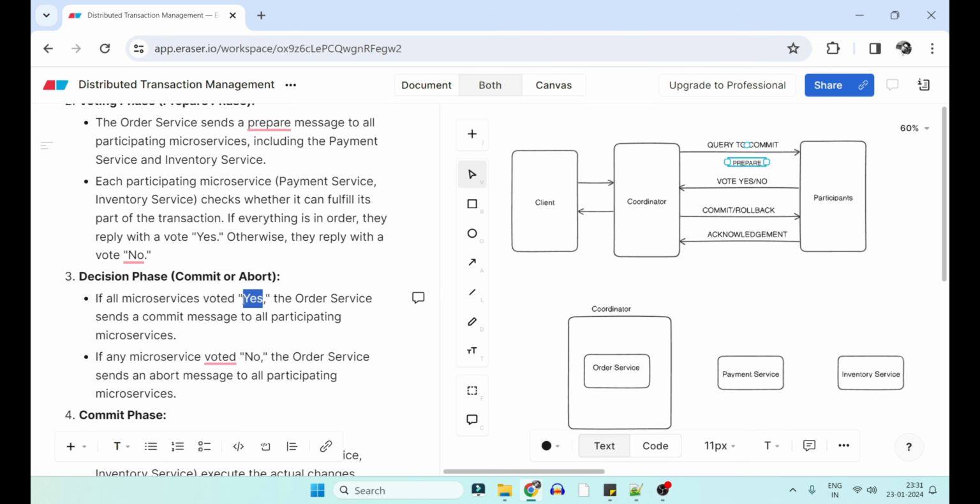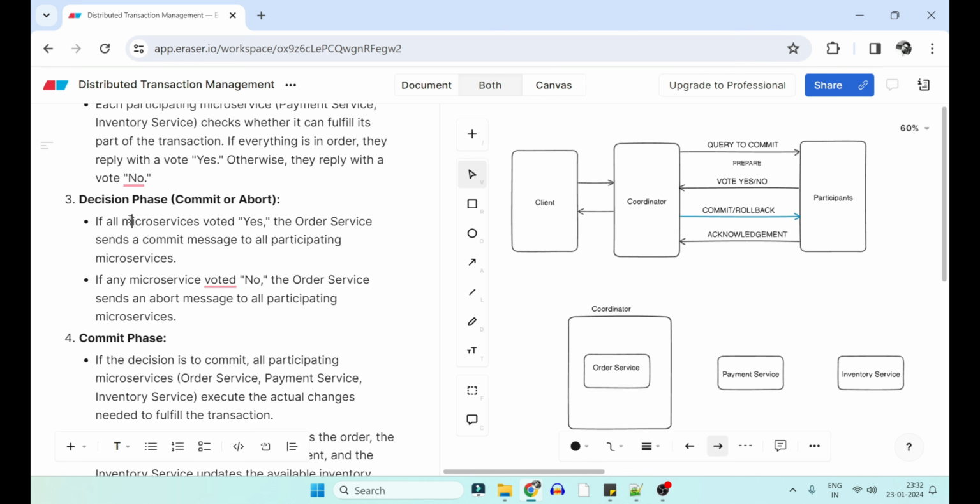If everybody says yes, then the coordinator is good and says commit. But if any of the participants say no, that means either you do not have the payment details or the inventory after reducing the required quantity becomes negative and the system becomes inconsistent. In that case, if any of the microservices says no, then the coordinator says rollback. So this is the second stage. First stage is prepare. The second phase is commit or rollback. So that is a decision phase. If all microservices say yes, then only the coordinator says commit. If any of the microservices says no, it sends the abort message to all the participants.